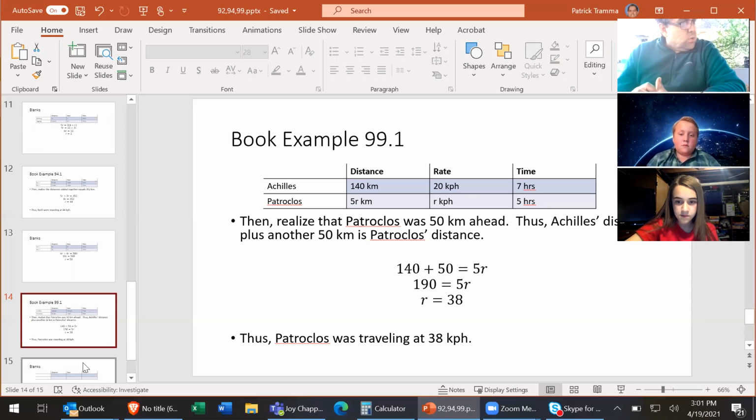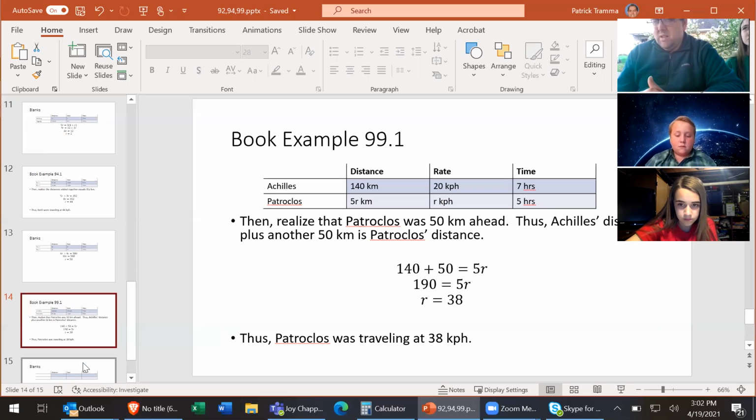Achilles headed south at 20 kilometers per hour. So the rate is just 20. It gives it to us. Right? Patroklos, it doesn't know. We're asking what his speed is. So let's do an R. Now multiply rate times time to get distance. So 20 times 7 is 140. So that's Achilles' distance. Patroklos was 5 times R, 5R. That was his distance, okay?